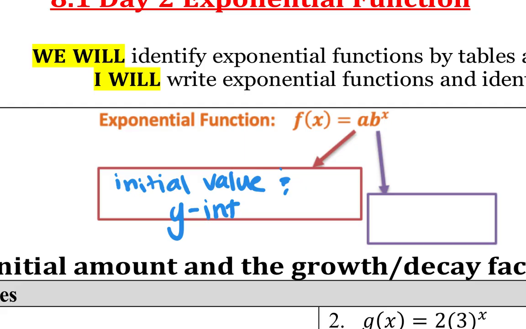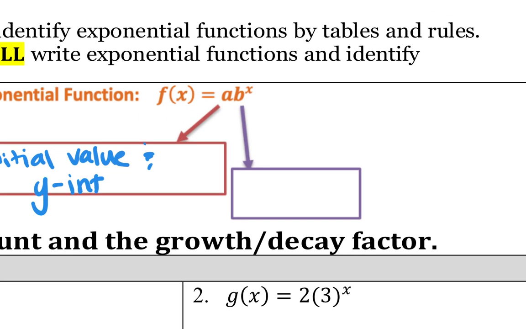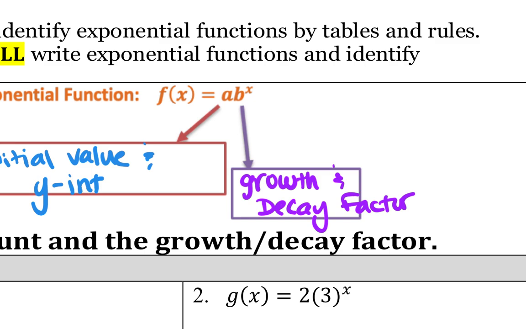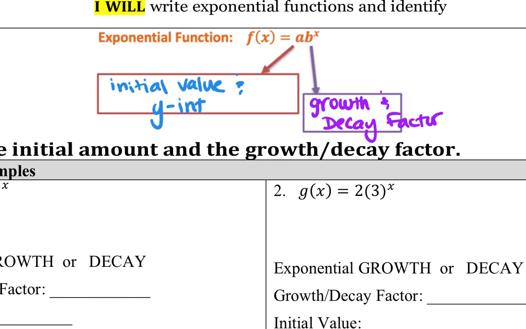And what does B represent? B represents the growth and decay factor. Good. So just what is it growing by? What is it reducing by? Just one or the other. All right, so with our highlighter, all we're going to do is fill out these little charts.